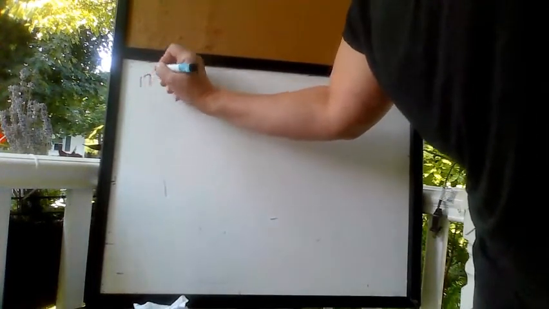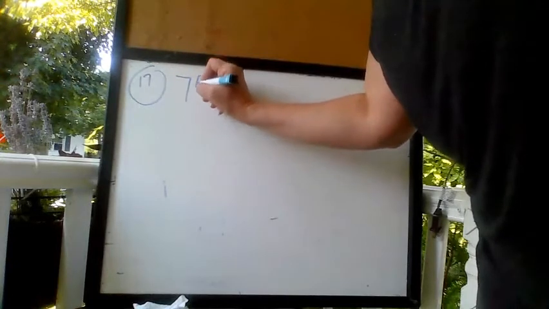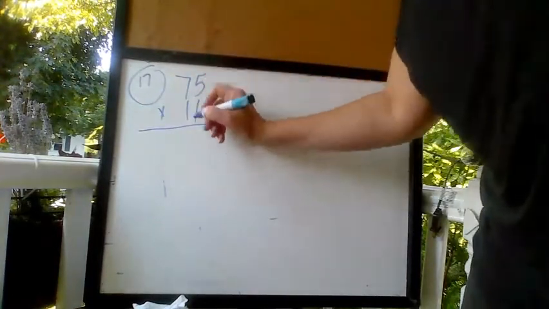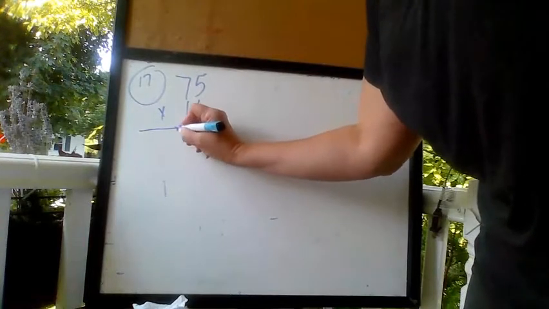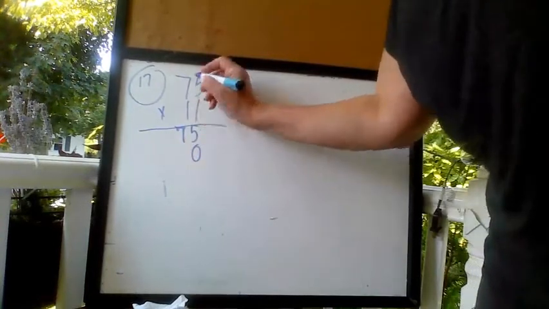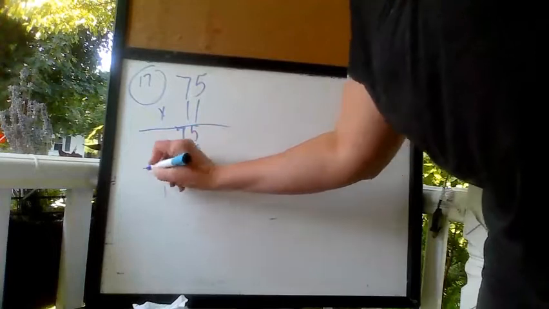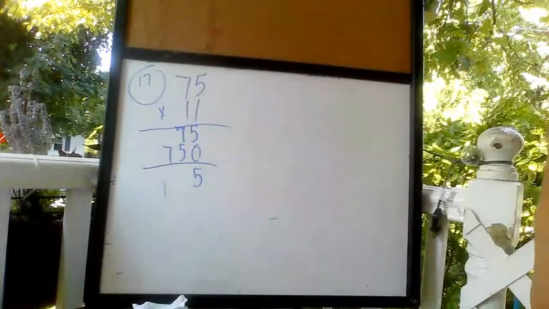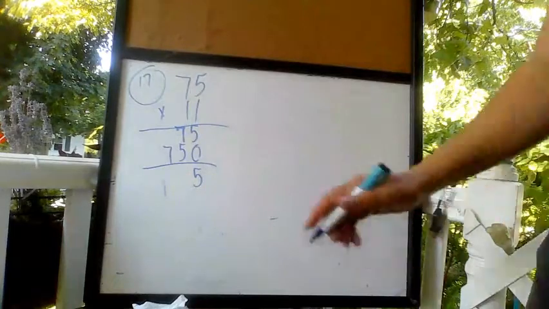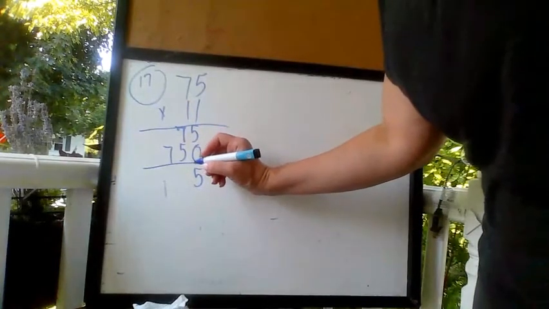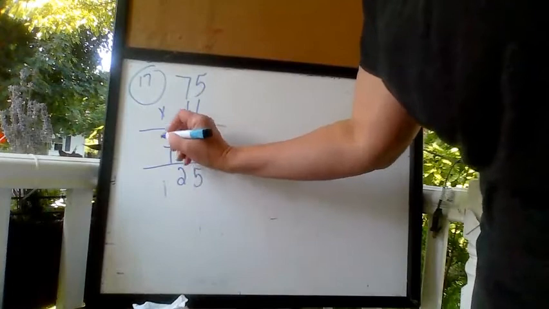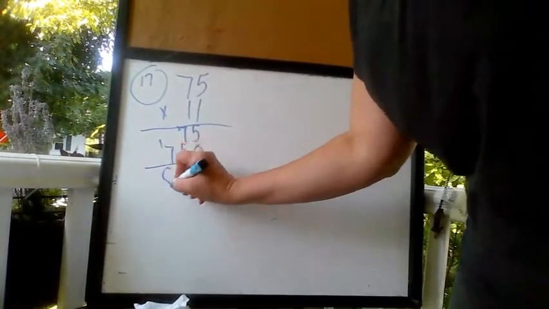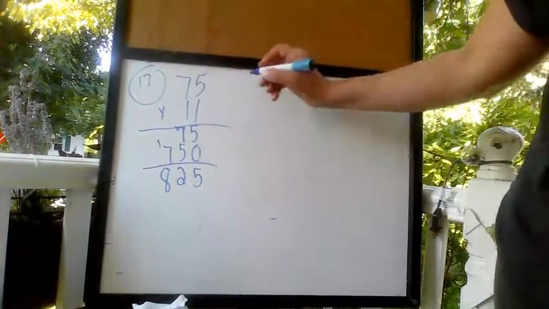So 17. 75 times 11. So 1 times 75 is 75. We put a 0 here. 1 times 75 is going to be 75. 5 plus 0 is 5. 7 plus 5 is going to be 12. So we put down the 2, carry the 1. And then 7 plus 1 is 8. So the answer is 825.